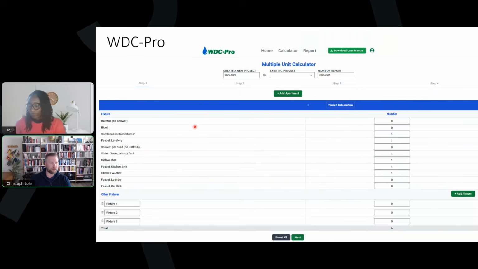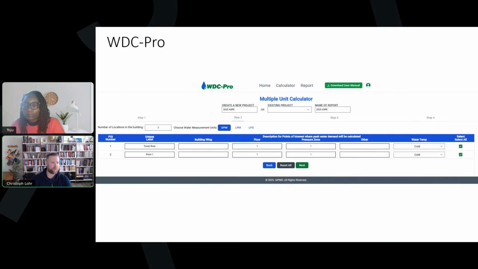So the first screen is basically creating templates, and that's really the engine behind this thing. You can create templates for your apartment. So in this case, we had that one template of that single bathroom apartment for all 21. So if you input those numbers here, you can do that. And then if you click that green button down here, it'll take you to the next page.